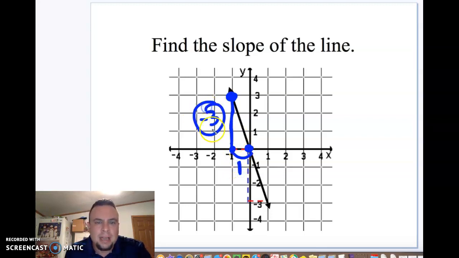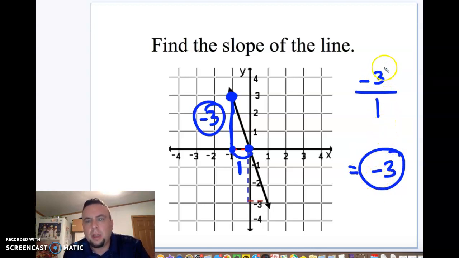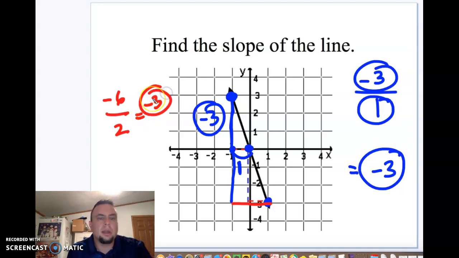So my rise, my vertical change, is negative 3 over a positive 1. In math, you don't usually write something divided by 1, so we just say that is a negative 3 slope, which means you go down 3 and right 1 from one point to another. And we could go down 1, 2, 3, 4, 5, 6, right? If we wanted to go to this point right here, and then we'd go over 2. So we would go down 6, negative 6, and positive 2, which still comes out to be negative 3 slope.